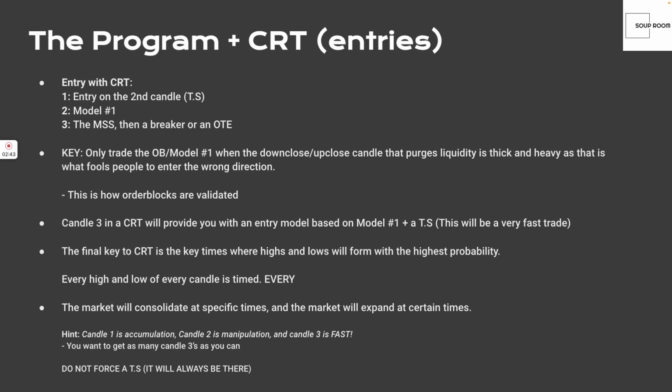Candle number 3 in a CRT will provide an entry model based on model 1, which is the order block, plus a turtle soup. This is going to be a very fast trade. OTE can also be found within this candle if we have a 3 candle CRT.